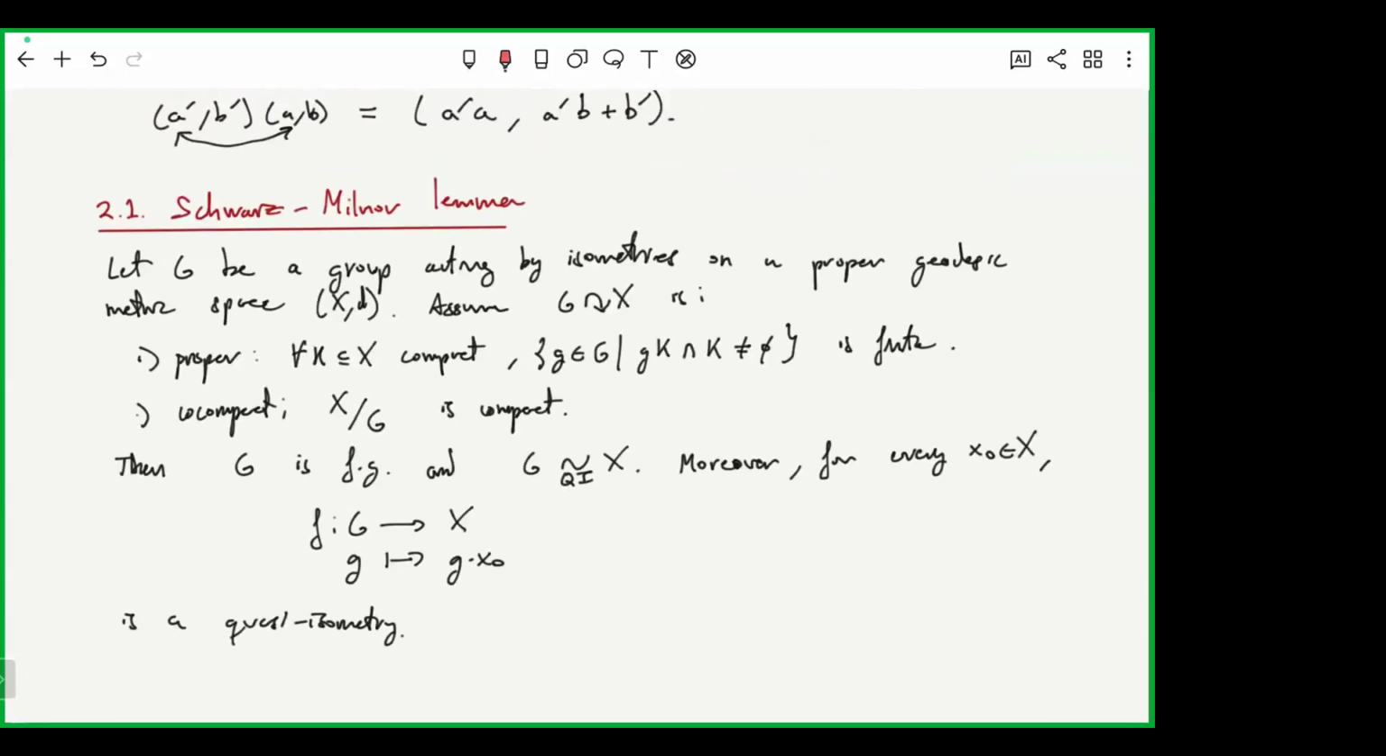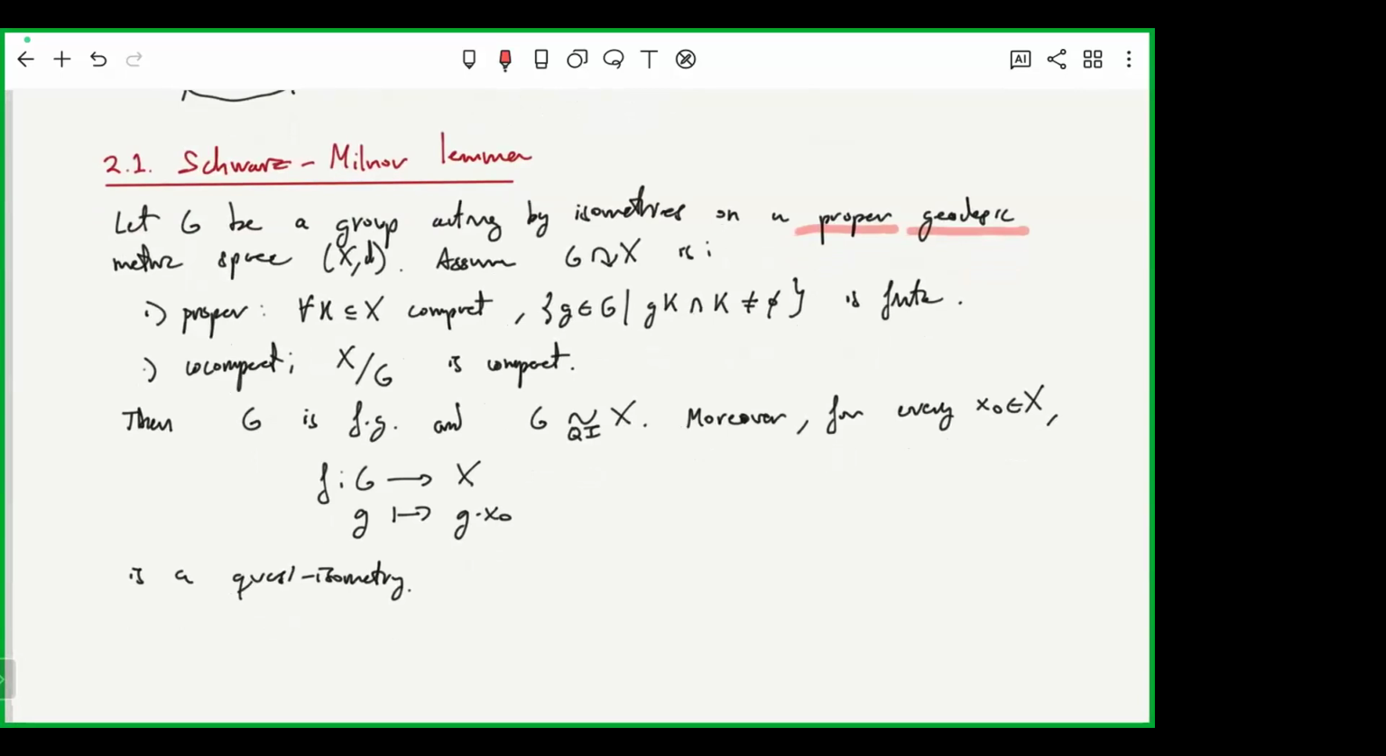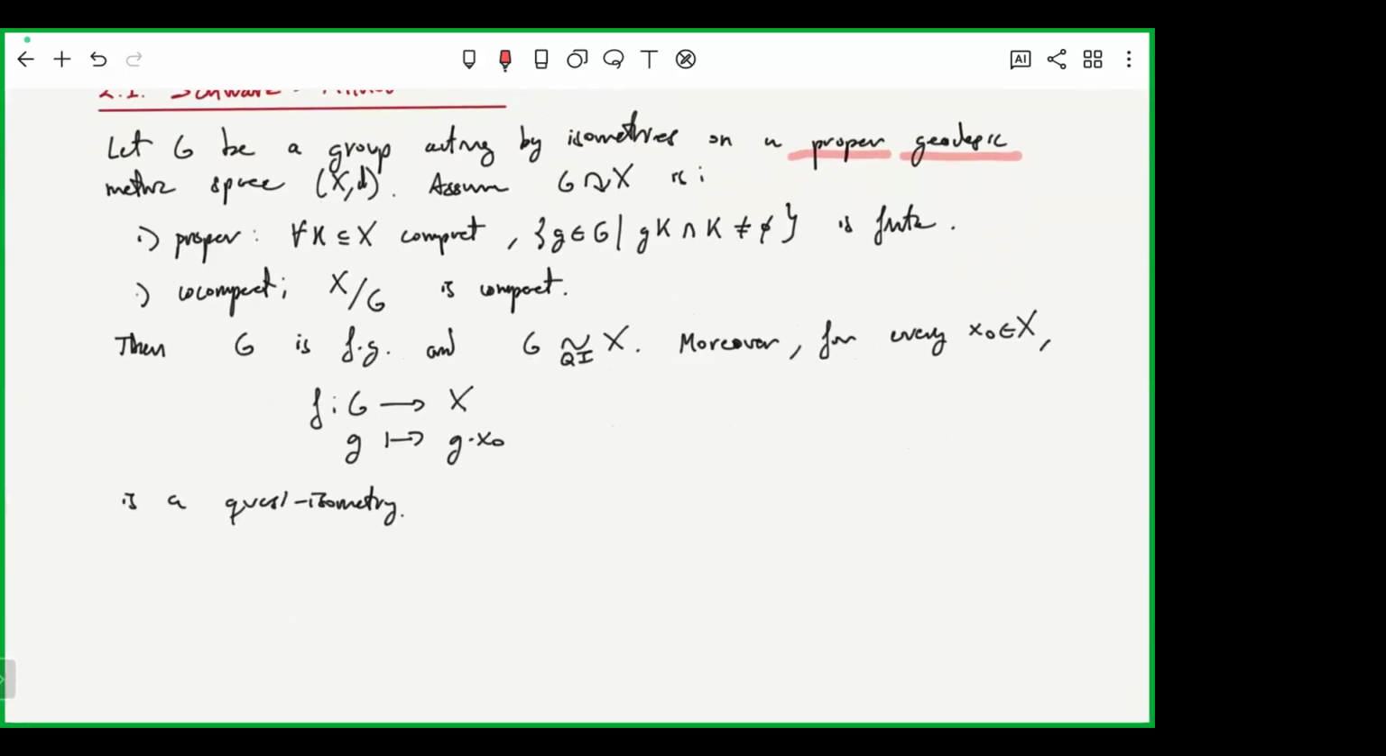It has to be an action by isometries. This proper here means that all closed balls are compact and every 2 points can be joined by a geodesic. Okay, let's see some examples.